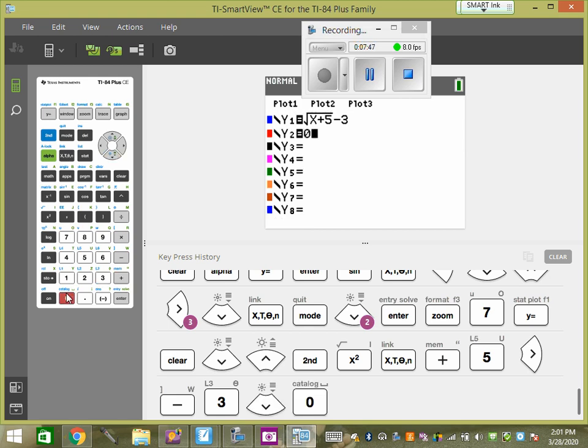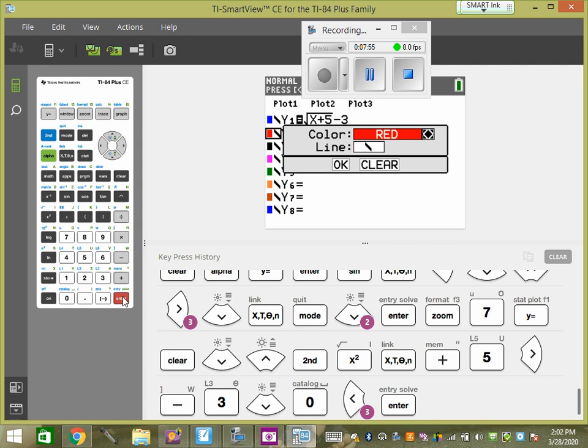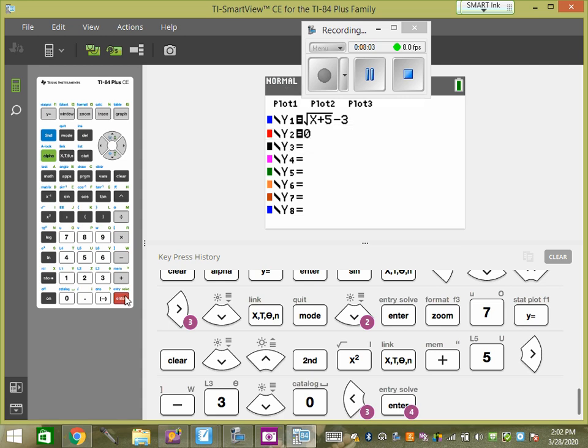If you don't have the fancy colored ones like I do, you could arrow over here onto the slash line and hit enter, and yours will actually become thicker. Okay? Mine's a color, which is great, but if you don't have that option, then you can make that line thicker. Okay, so we're going to press graph.